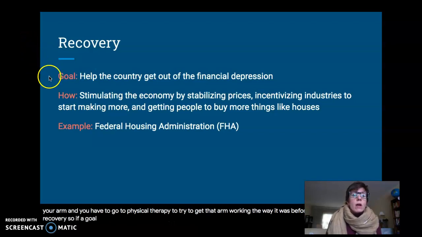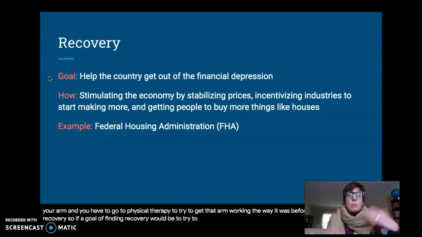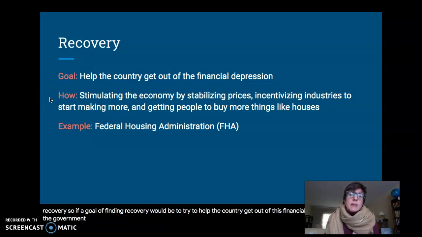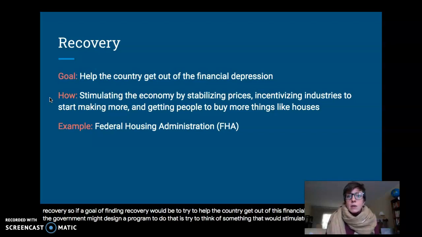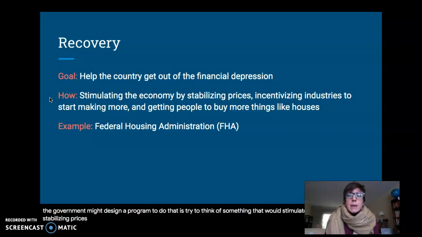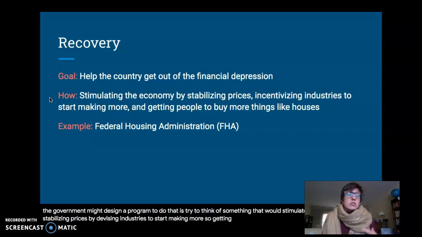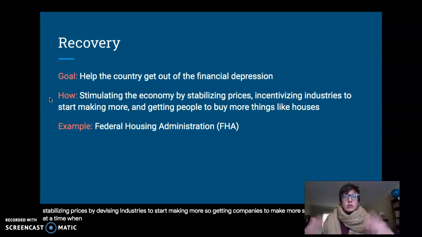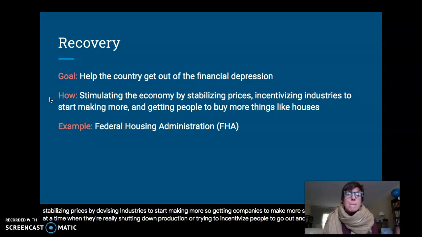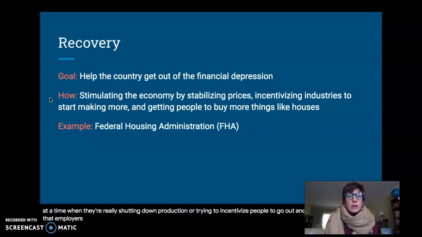So if a goal of recovery would be to try to help the country get out of this financial depression, the way that the government might design a program to do that is try to think of something that would stimulate the economy by stabilizing prices, by incentivizing industries to start making more. So getting companies to make more stuff for people to buy at a time when they're really shutting down production.